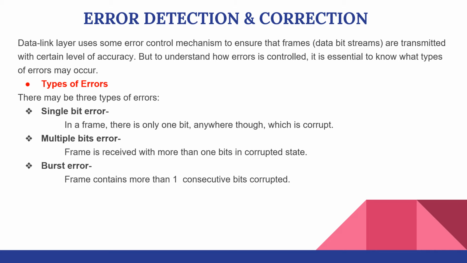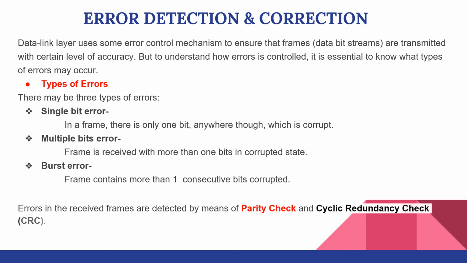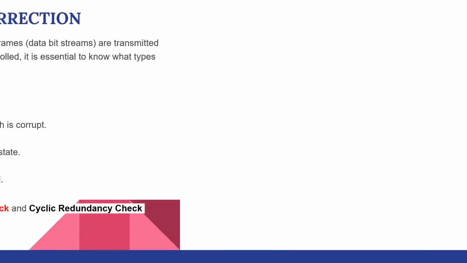Errors in the received frames are detected by means of parity check and cyclic redundancy check, which is called CRC. Well, in both cases, a few extra bits are sent along with actual data to confirm that bits received at the other end are the same as they were sent. If the check at receiver end fails, the bits are considered corrupted.